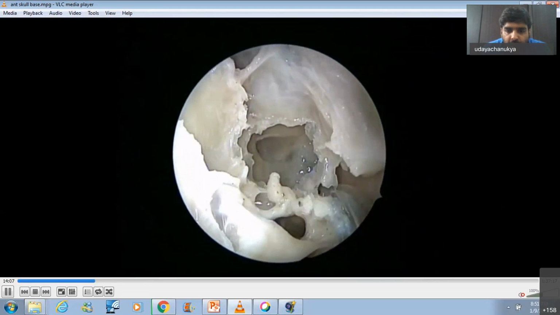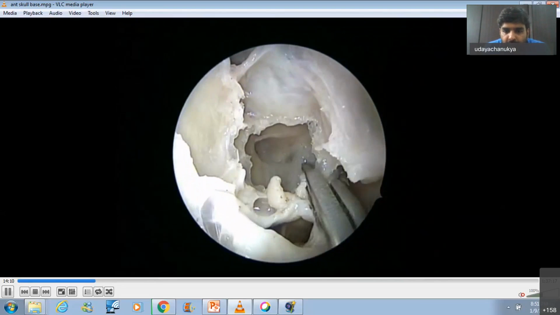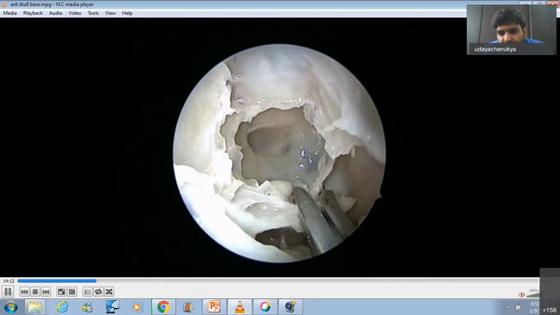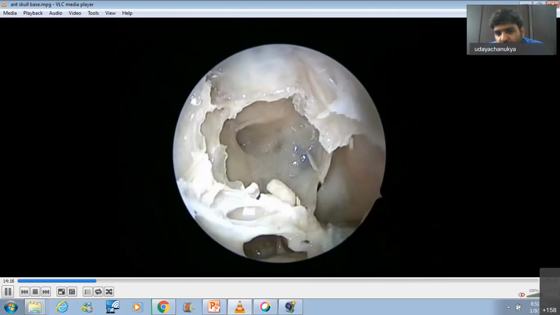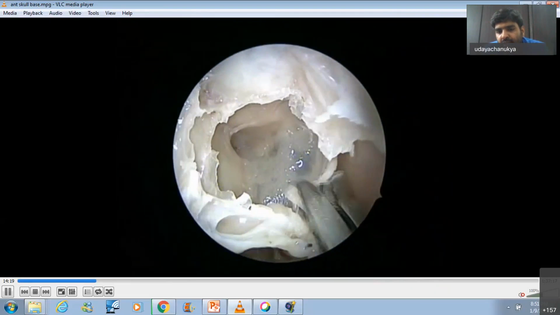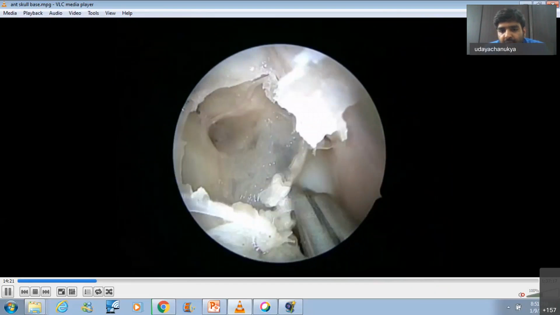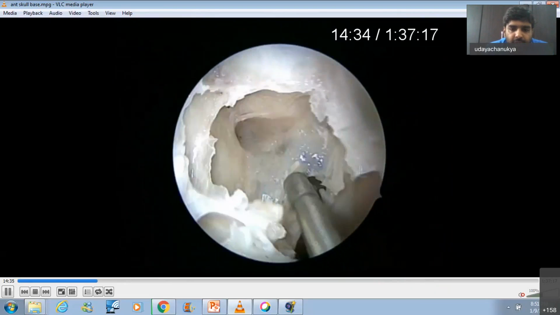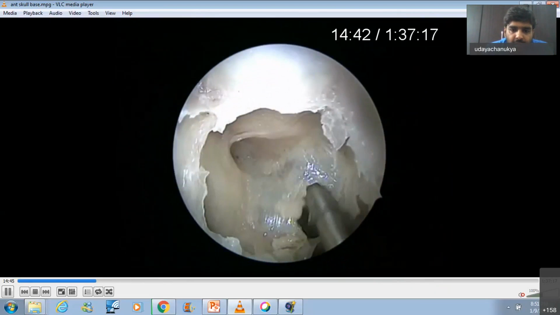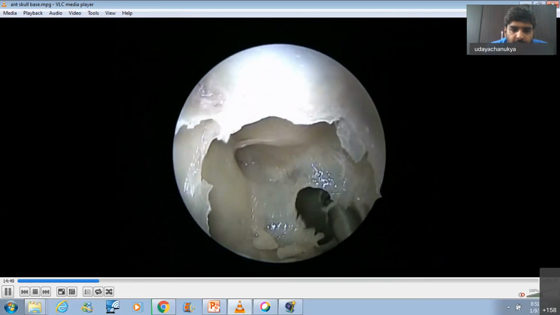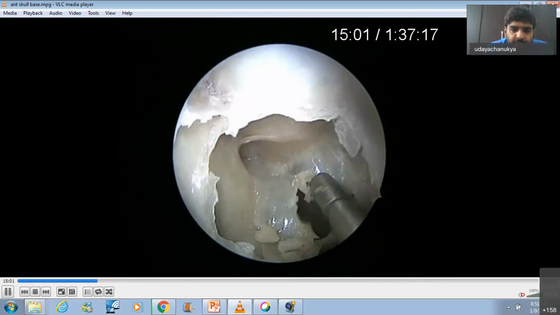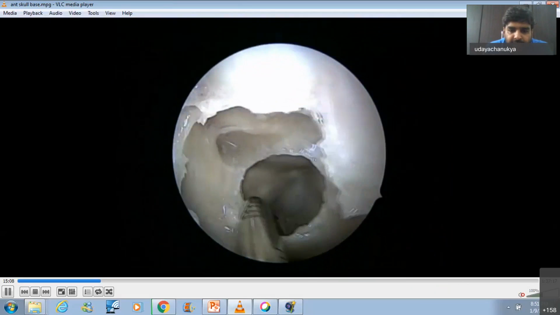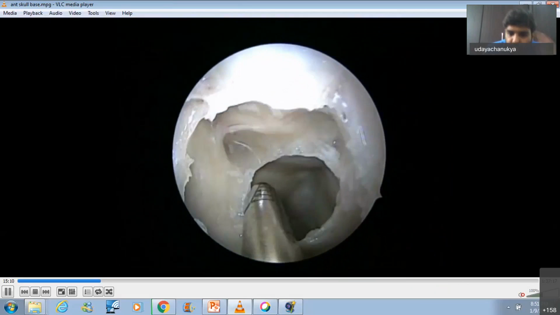sphenoid os. We have already had a small glimpse of the sphenoid os on the anterior face of the sphenoid, and now as we proceed posteriorly, we can have a clear picture of the same. Once that is seen, it is a matter of time to widen it. And further widening it. This is the right-sided sphenoid sinus.